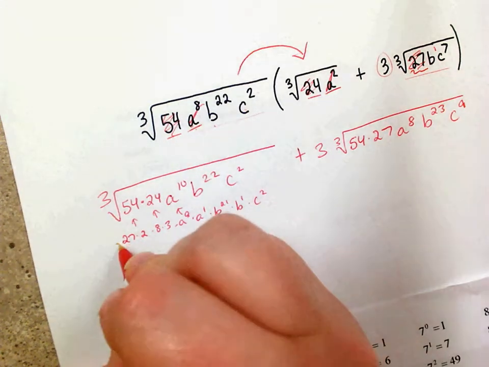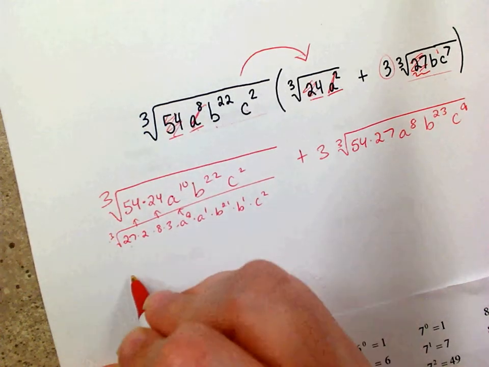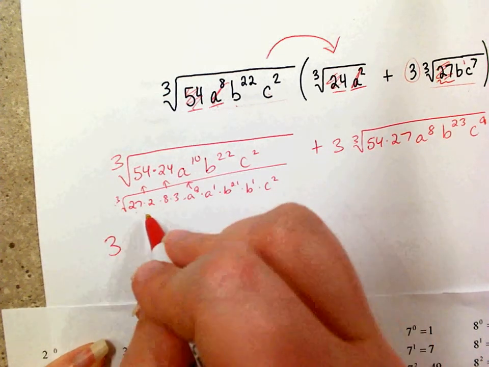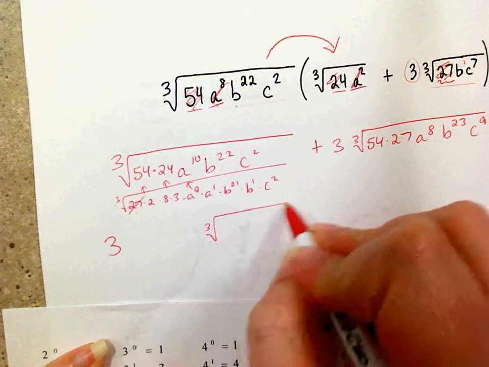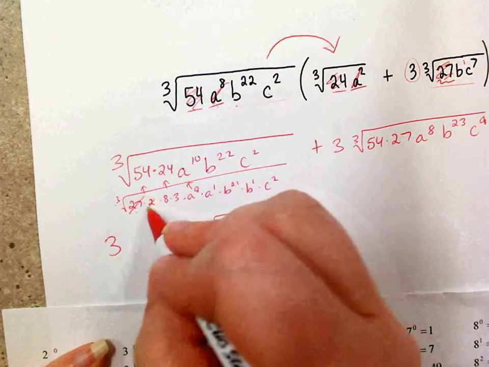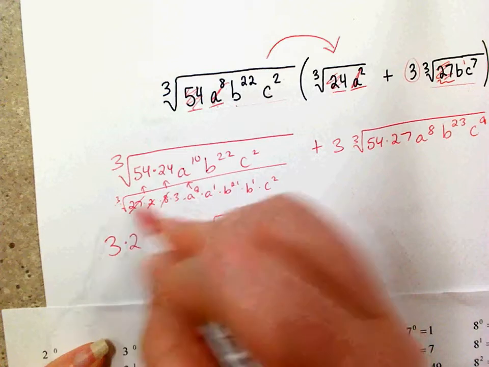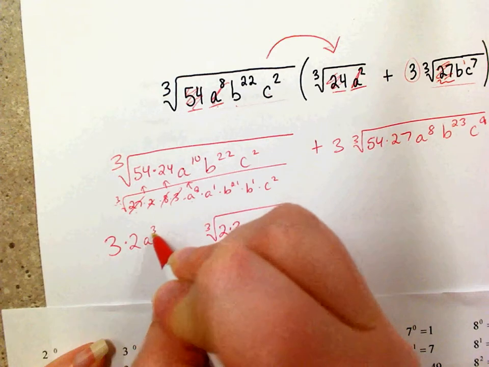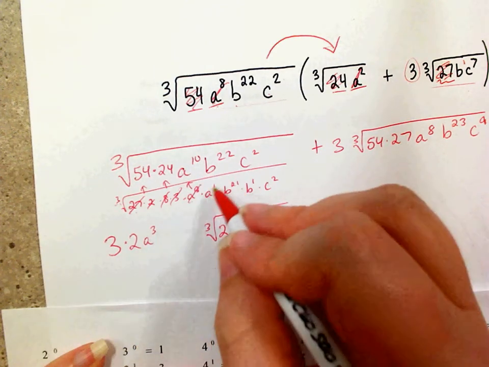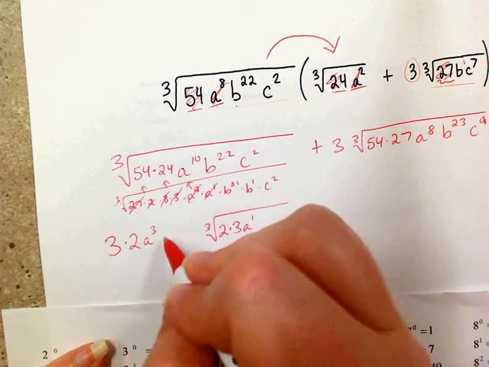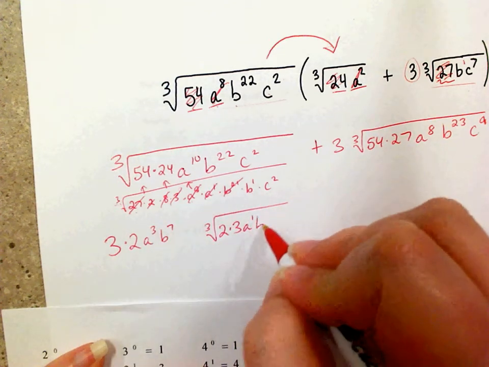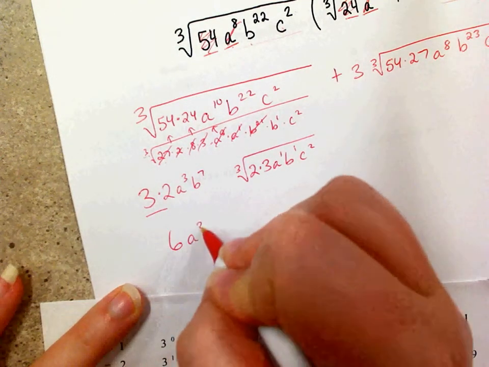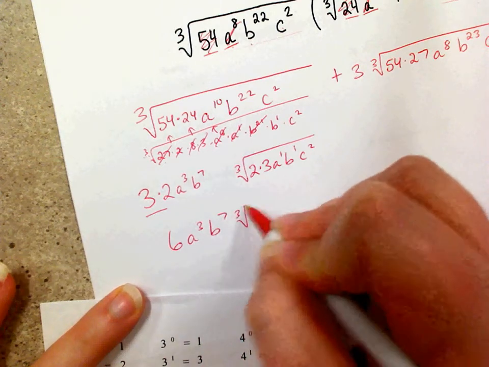Okay, so cubed root of 27 is 3. Cubed root of 2 doesn't exist. Well, it's not a whole number anyway. Cubed root of 8 is 2. Cubed root of 3, it's not a whole number, so I'll leave it inside. Cubed root of a to the 9th, well, 9 divided by 3 is 3, and then a to the first left in. b to the 21st, 21 divided by 3 is 7. b to the first left inside, c squared left inside. So the only other thing I would say is 3 times 2 is 6, a cubed, b to the 7th, times the cubed root of 6, a, b, c squared.